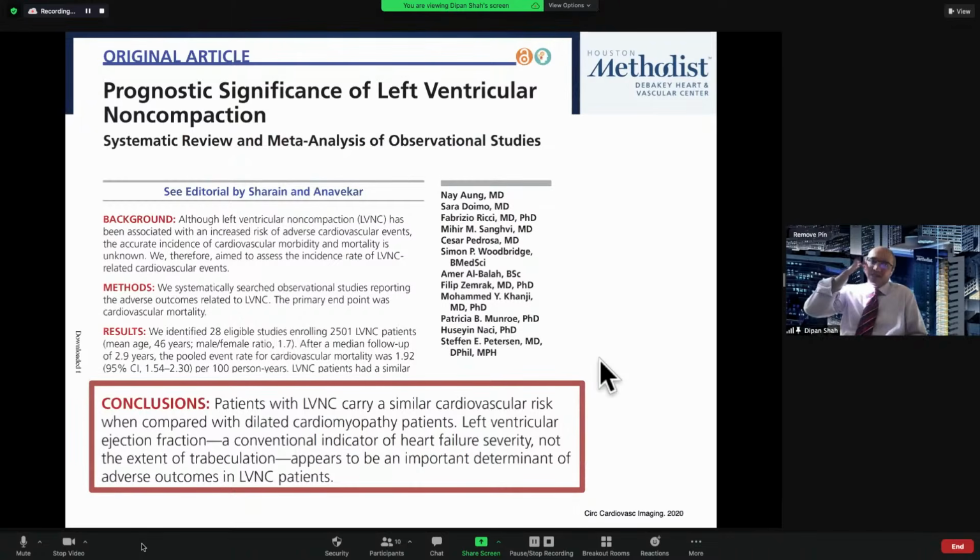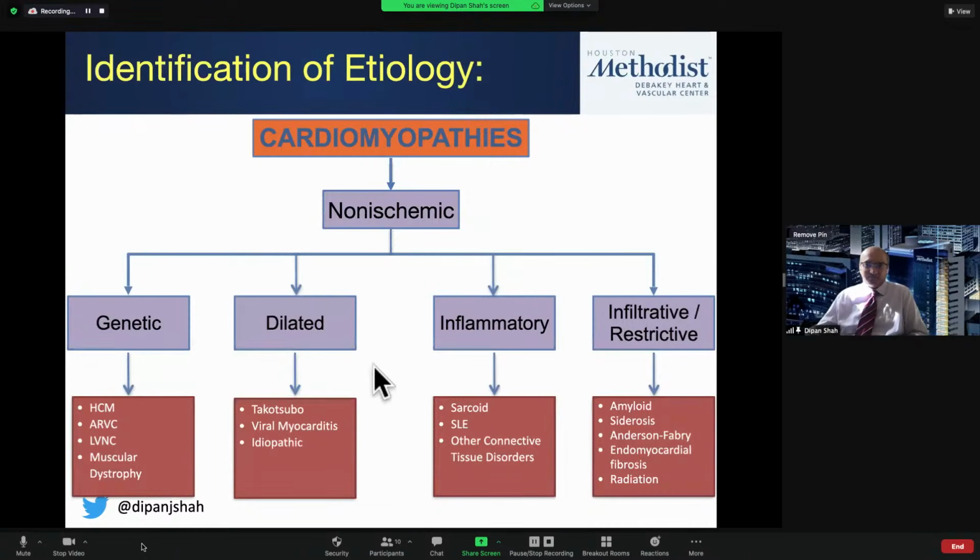It's important, though, to keep in mind, from this recent publication by Stefan Peterson and his group, that from a prognosis standpoint, the amount of trabeculations doesn't seem to be the driver of prognosis. Rather, in this large analysis that they looked at, they found it was LV ejection fraction that was the predominant driver of prognosis in these patients, not the extent of trabeculations.